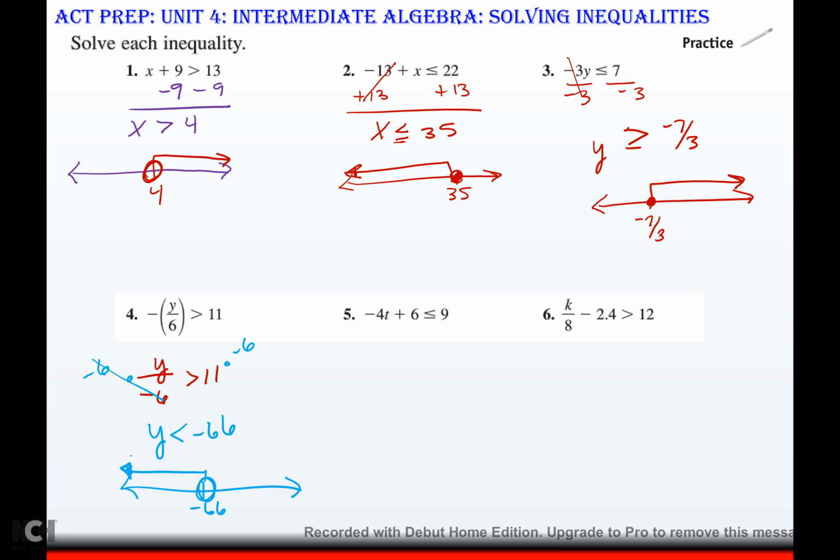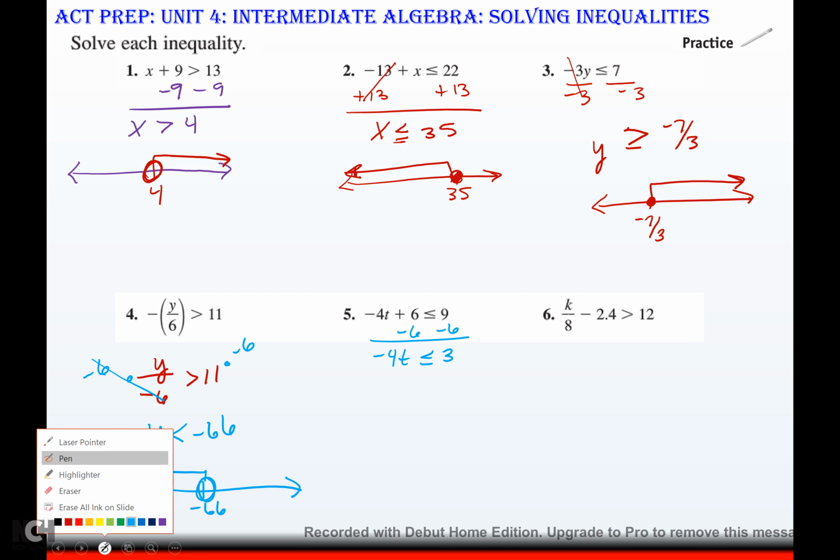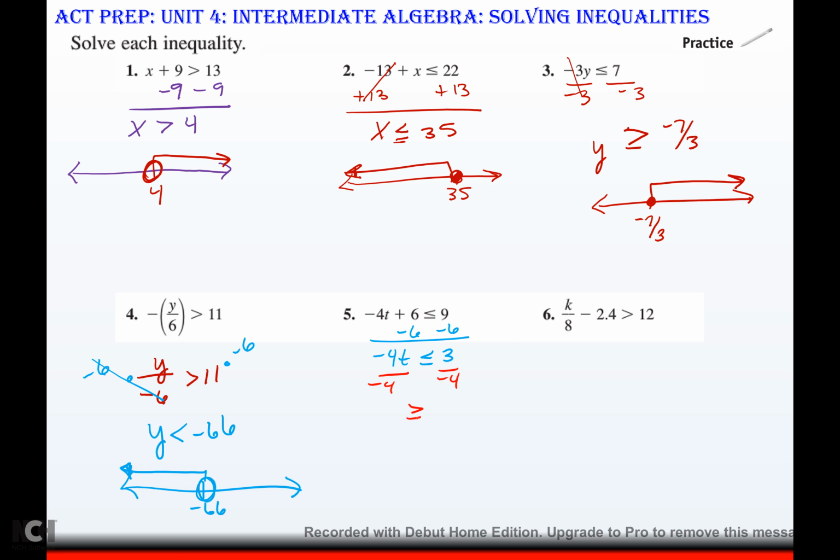Okay, number 5, I'm going to get rid of plus 6 with minus 6. That gives me negative 4t less than or equal to 3. Then I'm going to divide by negative 4, which will flip my inequality, and I get t is greater than or equal to negative 3/4. So negative 3/4 is a solution because of the or equal to, and anything bigger than that would also be a solution. Okay?